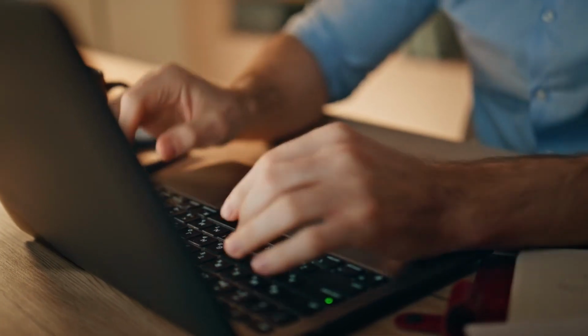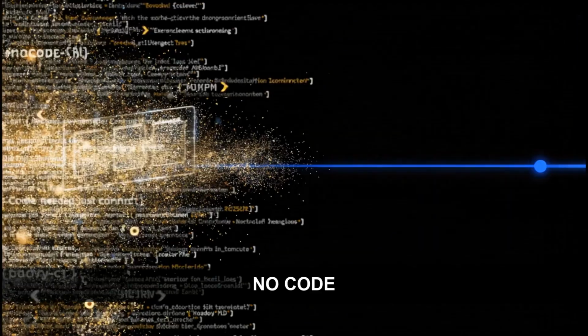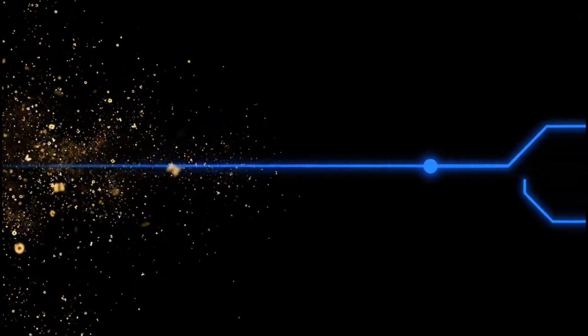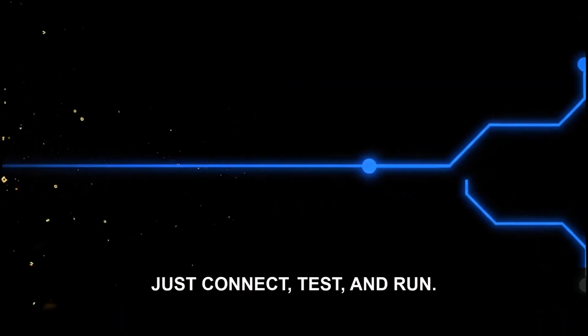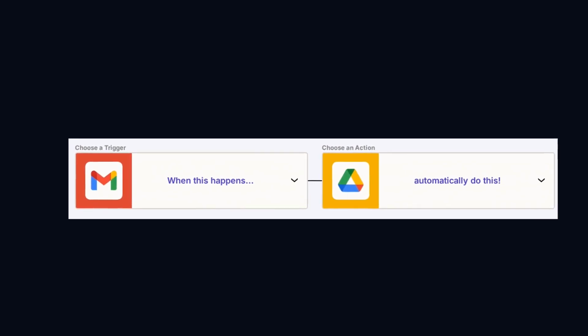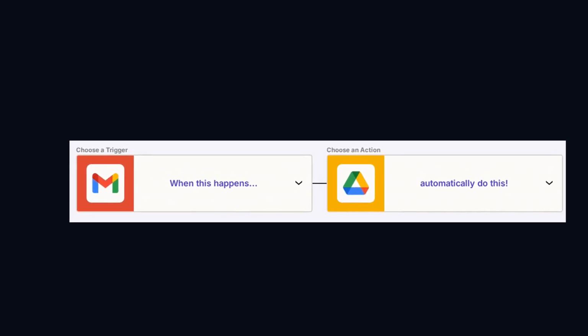Stop wasting your Sunday on repetitive tasks a simple automation could handle for you. No code, no manually configuring APIs, no technical jargon, just connect, test, and run. By the end of this video, you'll have a simple blueprint for automating the boring parts of your day without touching a single line of code.